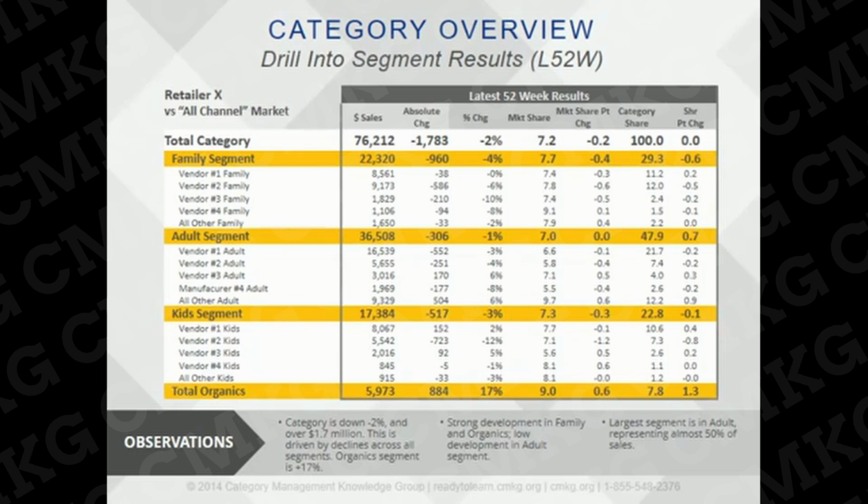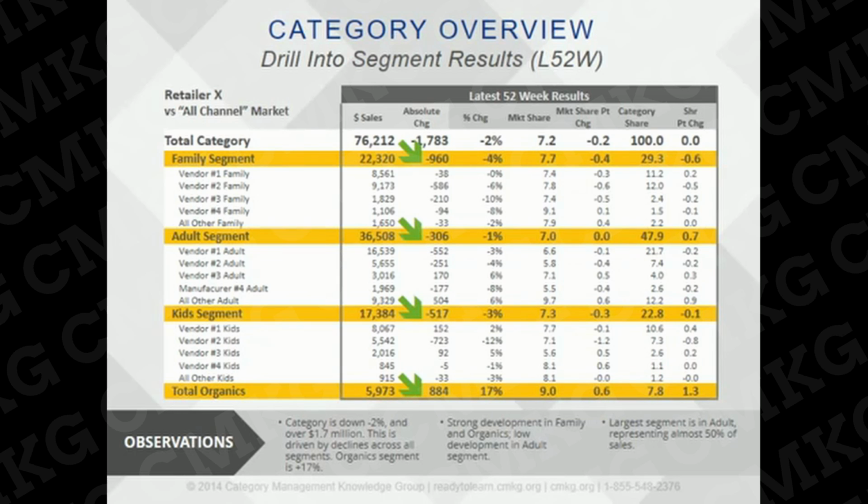We already know the category is down 2% versus year ago. What segments are driving that 2% decline? I can look across the segments to see what segments are driving the 2% total category decline. Are the same segments driving the results for absolute volume growth?